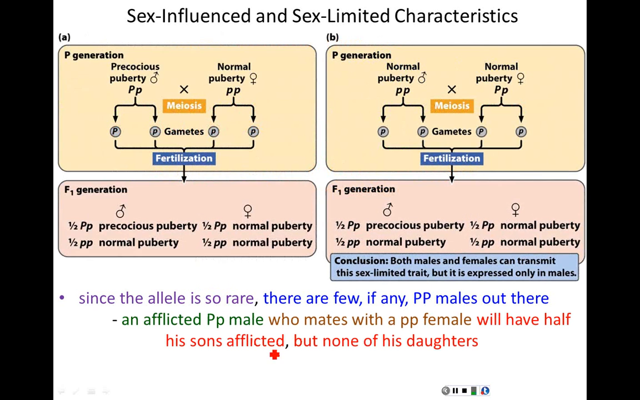So now imagine the cross. An afflicted male, we mean a male that had this condition, that showed precocious puberty. An afflicted heterozygous male mates with the much more common homozygous recessive female. And the offspring from that cross, this is a typical monohybrid cross, heterozygote by a homozygous recessive, this is a test cross essentially, will have half the sons affected. Right? So we can do that Punnett square, we can look at the data that's in this figure.